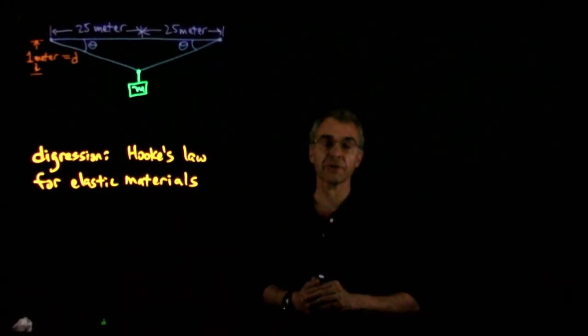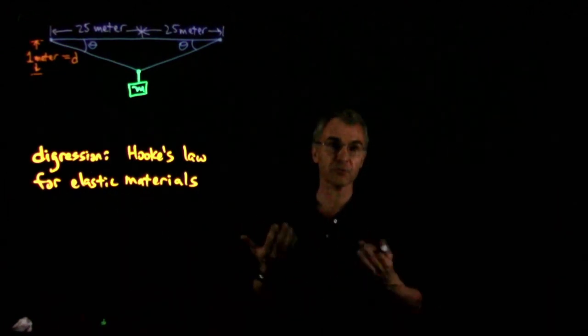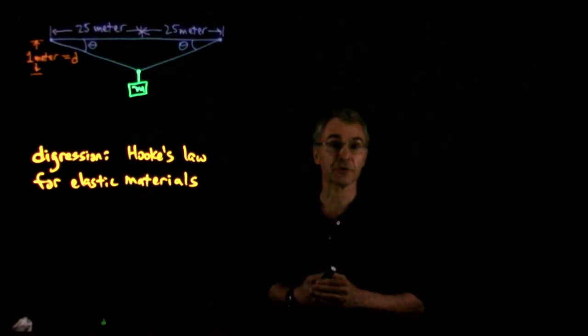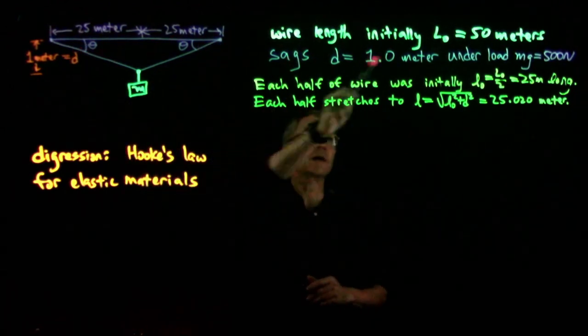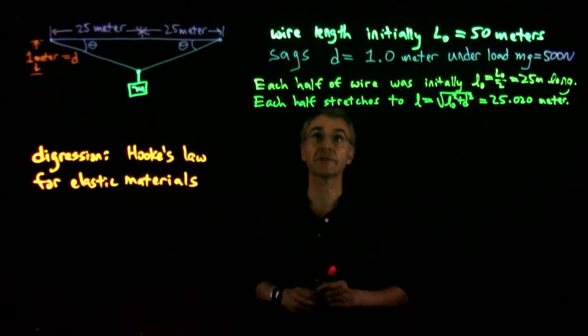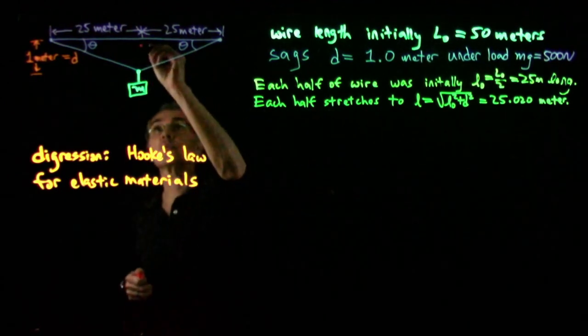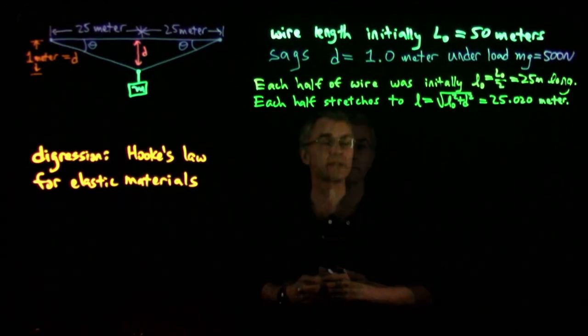I want to use this example we just worked out to make a little digression to talk about Hooke's law for elastic materials. This is another form of Hooke's law, different from, but related to, the Hooke's law for springs that we saw earlier in the course. So we initially had a 50-meter long wire going all the way from end to end, and we're told that wire sags downward by d is 1.0 meter under a load of 500 newtons. 51 kilograms times 9.8 newtons per kilogram is 500 newtons.